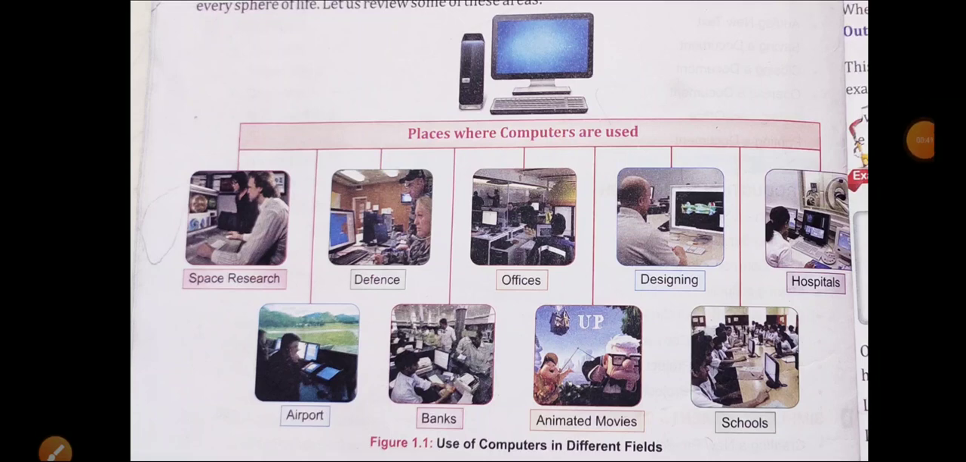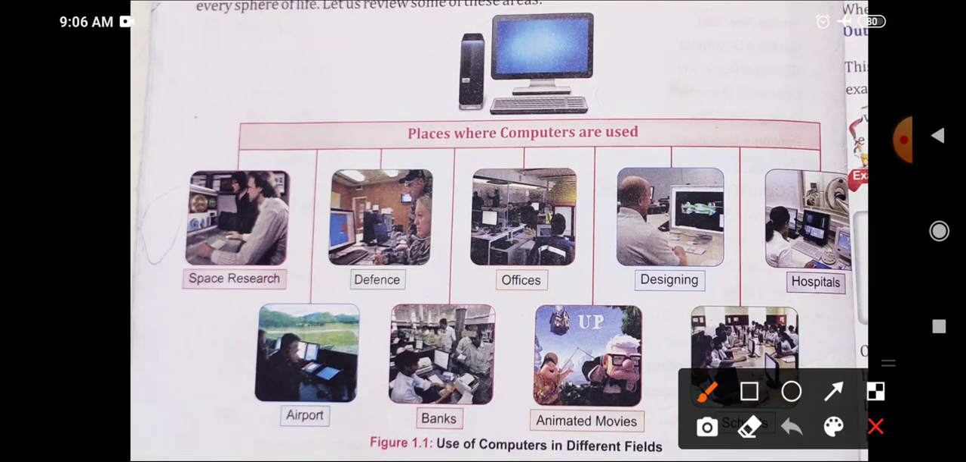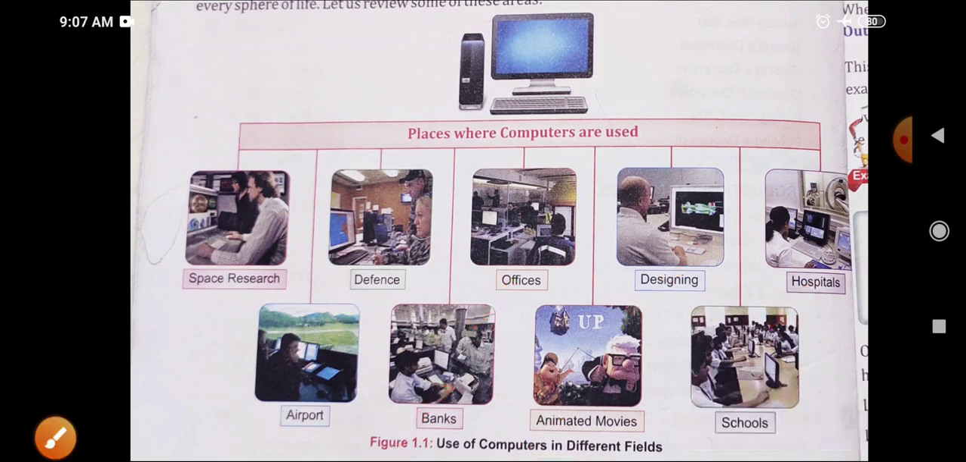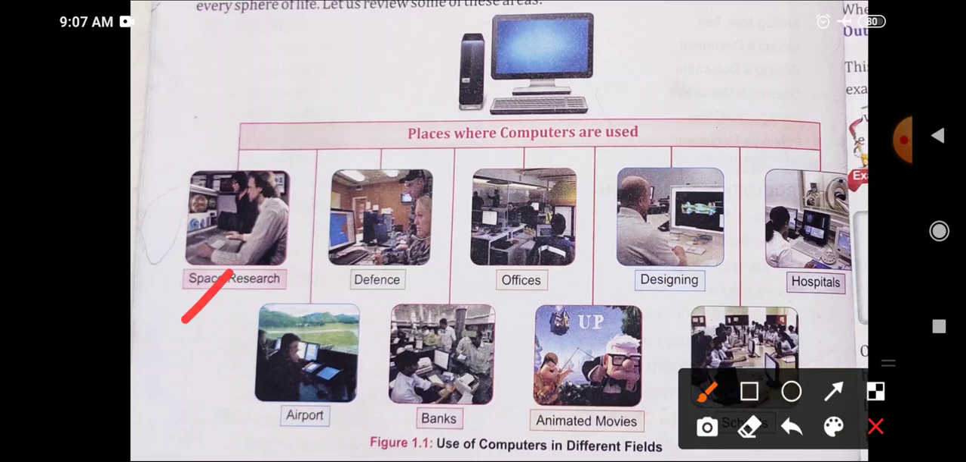First of all, we will discuss places where computers are used. Now here in the picture you can see the computers nowadays are used in space research, defense, offices, designing, hospitals, airport, banks, animated movies, and the last one is school, right? So let us see in detail how computers are used in space research.